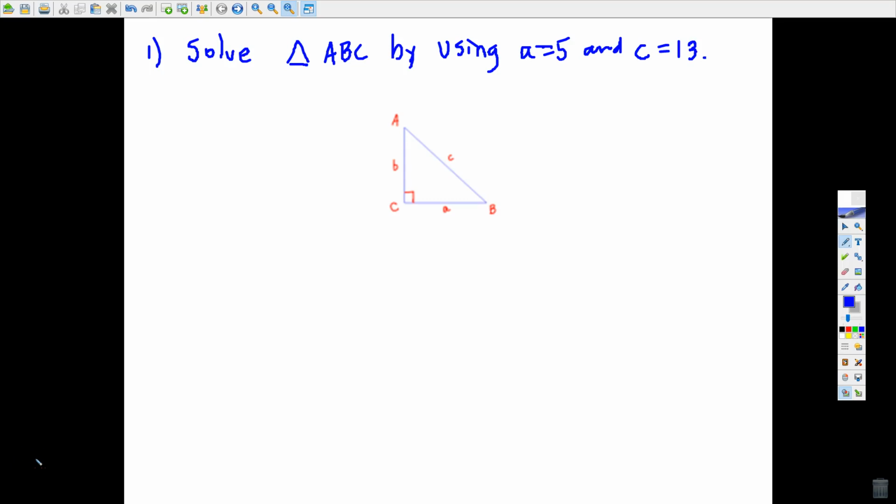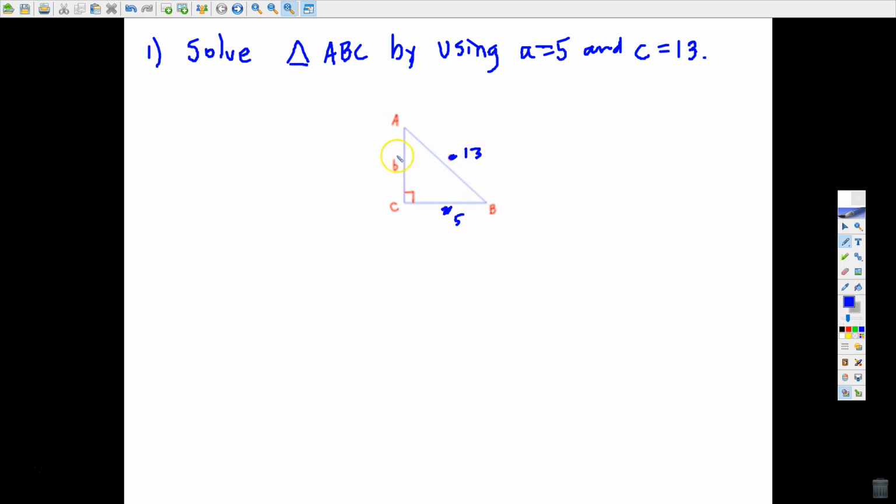Here are the solutions to review sheet number 4 for the second semester exam. We begin with a problem involving a right triangle that needs to be solved. The problem is giving us two sides. Side A is 5. Side C, the hypotenuse, is given as 13. So it's our job to solve for this other leg, side B, and then we also need to find the measurements of these two angles, A and B.